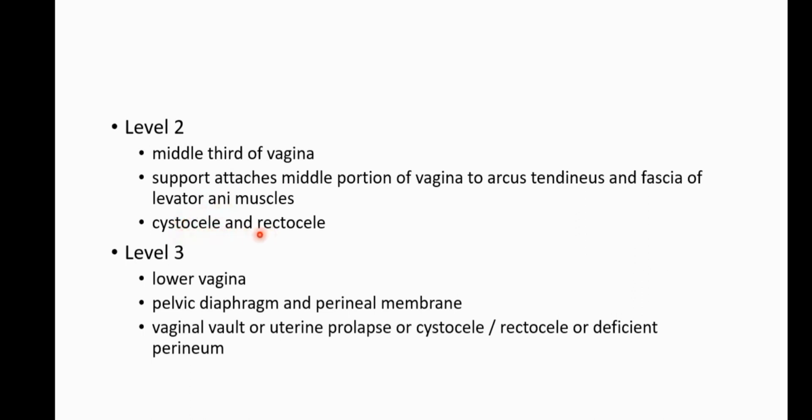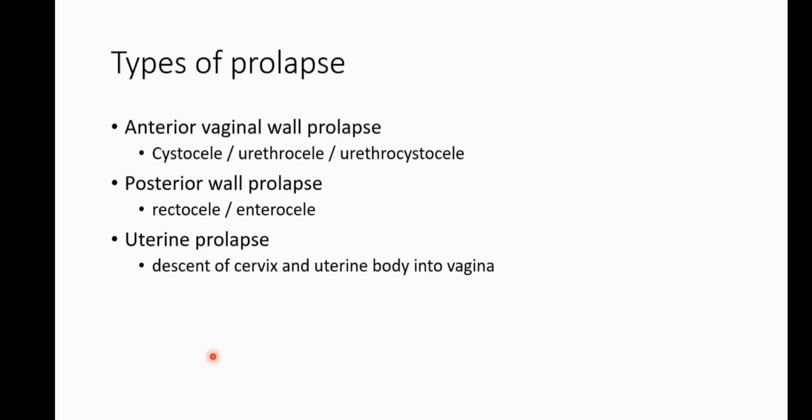And level 3 support is actually for the lower third of the vagina and pelvic diaphragm and the perineal membrane. These are included in it, and if there is weakness of it, then there is going to be vaginal vault or uterine prolapse, or there can be descent of the bladder, descent of the rectum, or deficient perineum. So these were the three levels of support.